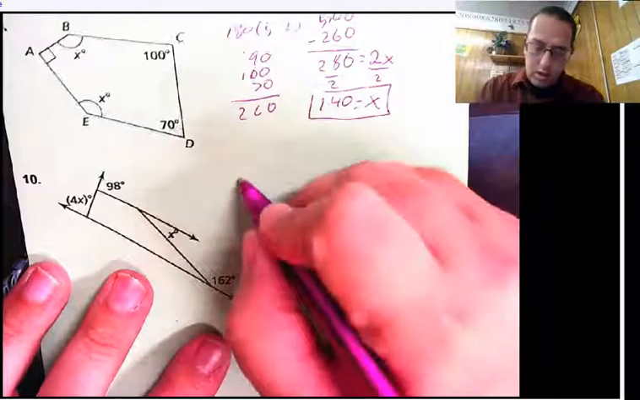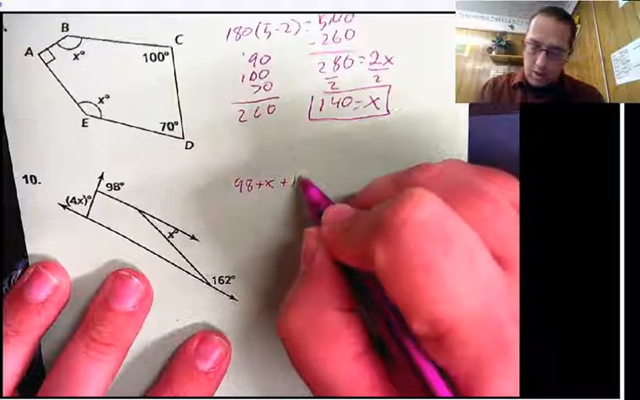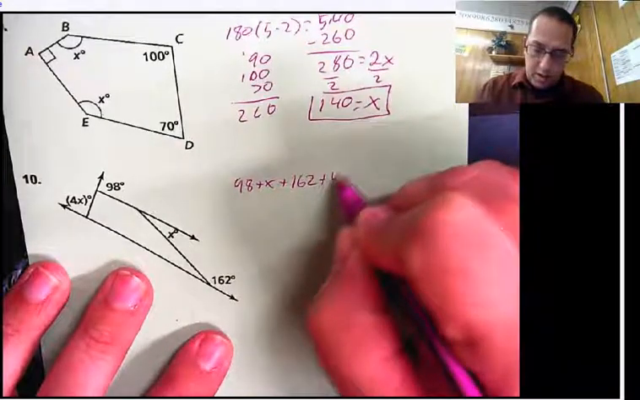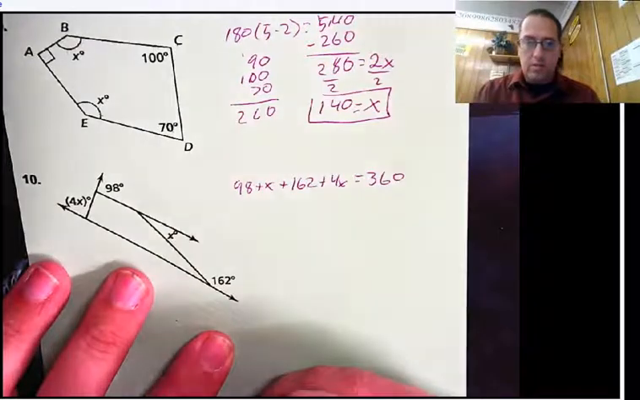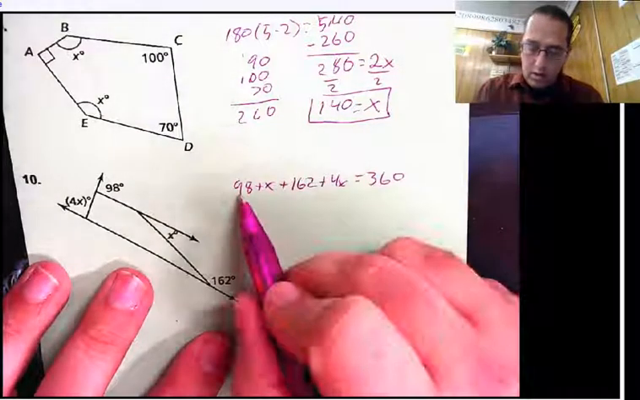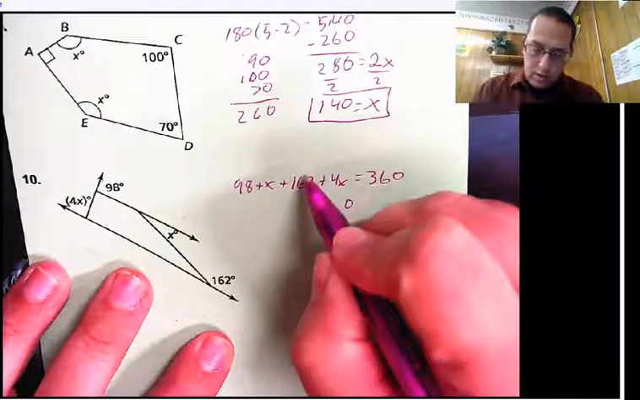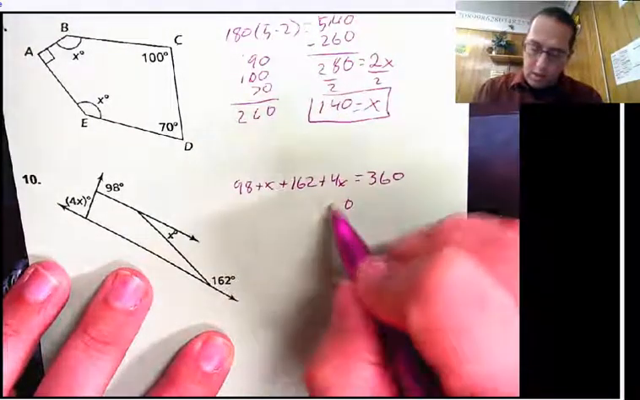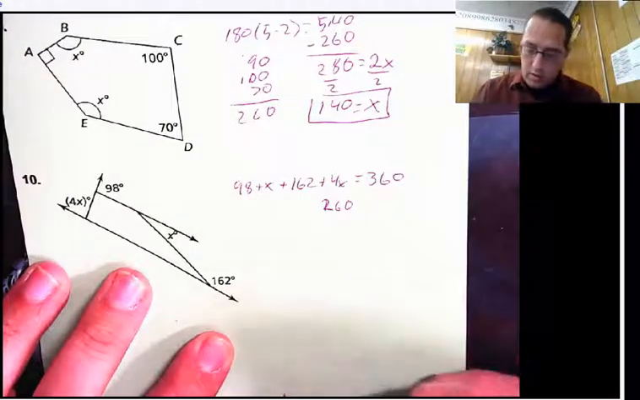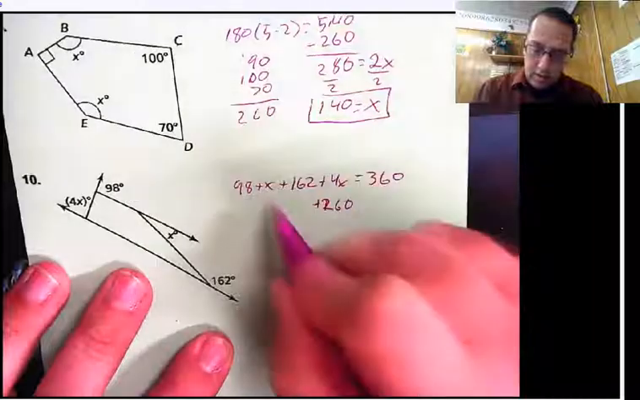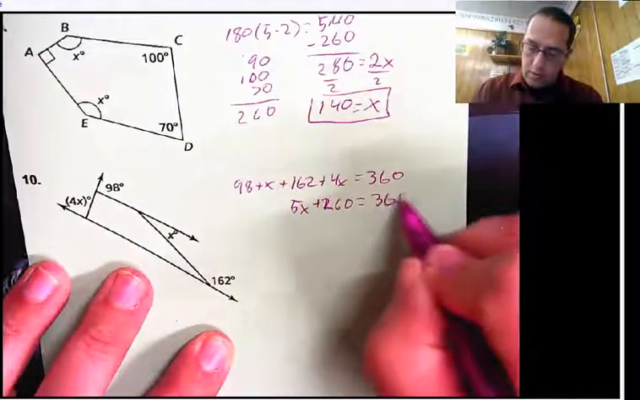Now, this one I have a 4x and an x, so I'm going to write this out as an equation. So 98 plus x plus 162 plus 4x equals 360 degrees. Combine like terms, right? 98 and 162, 2 and 8 is 10, carry the 1, 9 and 1, and 6 is 16, carry the 1, so that's going to make it 260. Plus 1 and 4, so 5x equals 360.